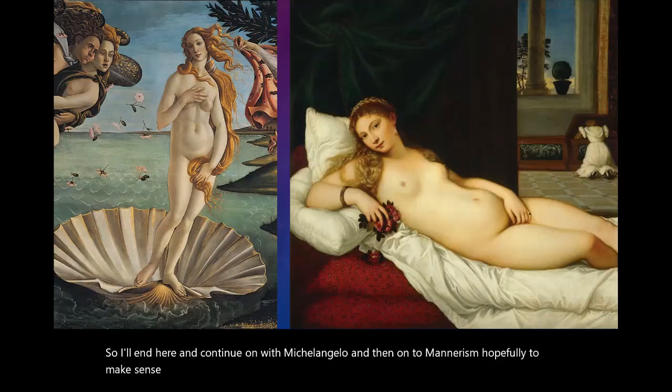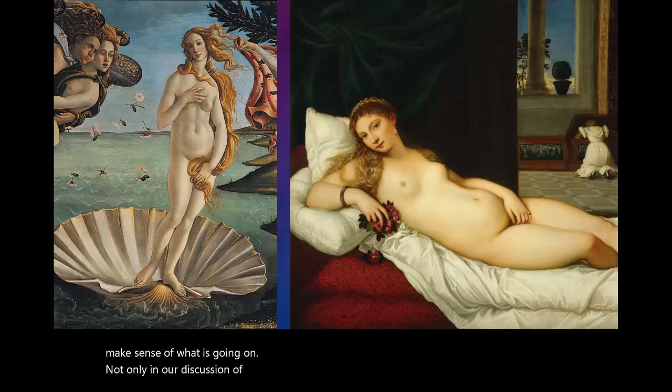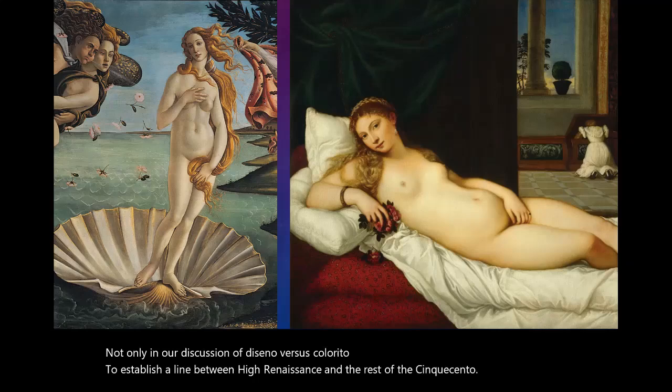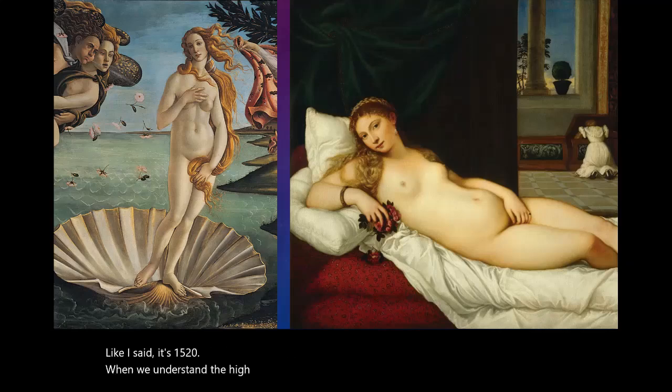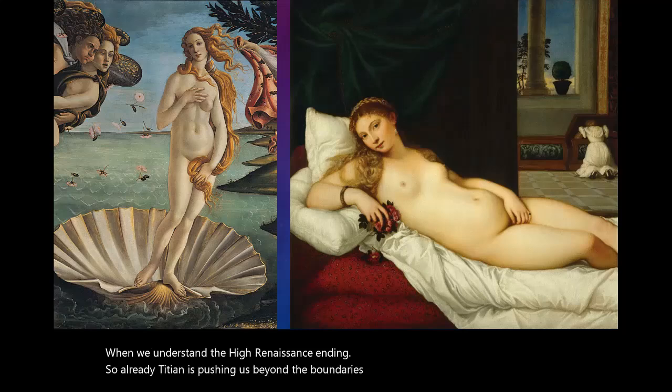So I'll end here and continue on with Michelangelo and then on to Mannerism, hopefully to make sense of what is going on, not only in our discussion of Disegno versus Colorito, but to establish a line between High Renaissance and the rest of the Cinquecento. Because 1538 is a little late for High Renaissance. Like I said, it's 1520 when we understand the High Renaissance ending. So already Titian is pushing us beyond the boundaries into the realm of Mannerism, where everybody has their own personal style.